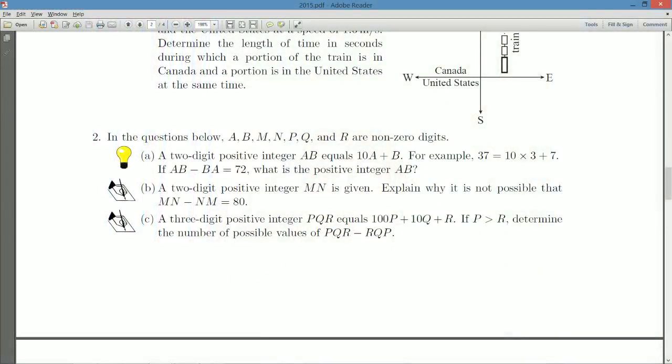In the questions below, A, B, M, N, P, Q, and R are non-zero digits. So 1A. A two-digit positive integer, AB, equals 10A plus B. So A and B are each of the digits here. For example, 37 is 10 times 3 plus 7. If AB minus BA is equal to 72, what is the positive integer AB? Now they're phrasing it with a "the", so we should get one final answer. That's probably something to note.